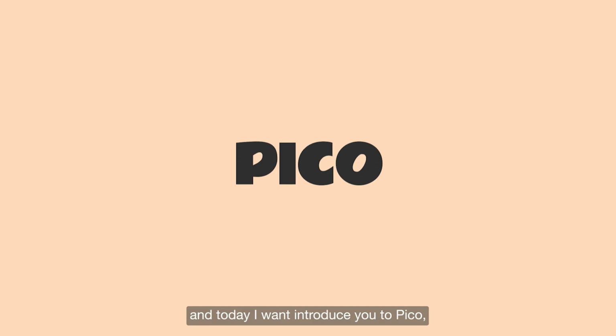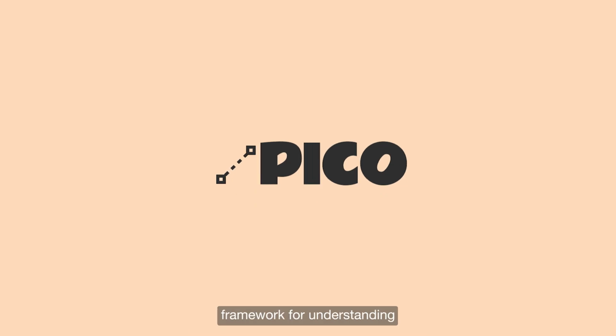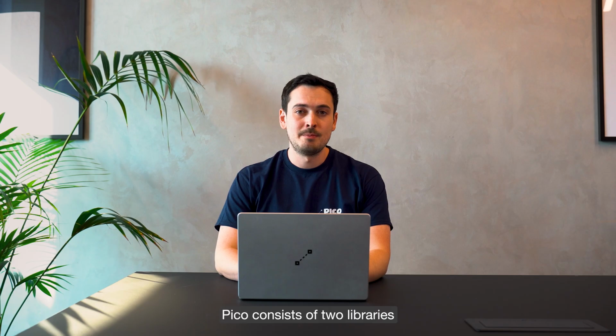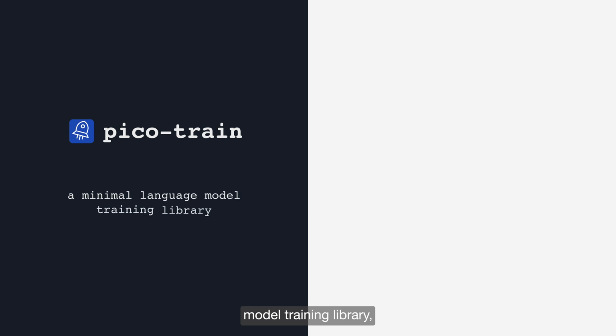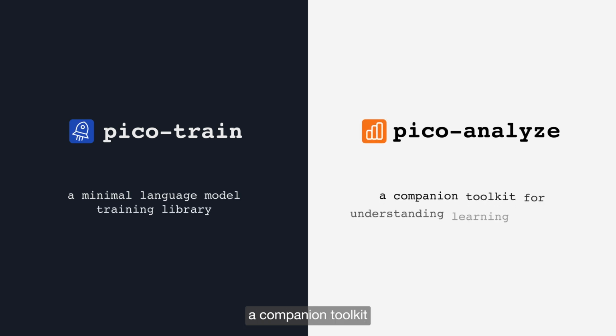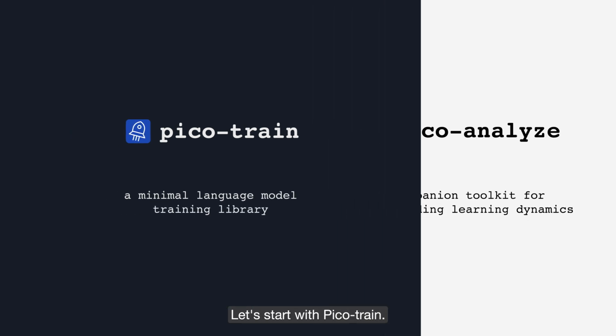Hi, I'm Richard, and today I want to introduce you to Pico, a transparent and lightweight framework for understanding how language models learn. Pico consists of two libraries, Pico Train, a minimal language model training library, and Pico Analyze, a companion toolkit for understanding learning dynamics. Let's start with Pico Train.